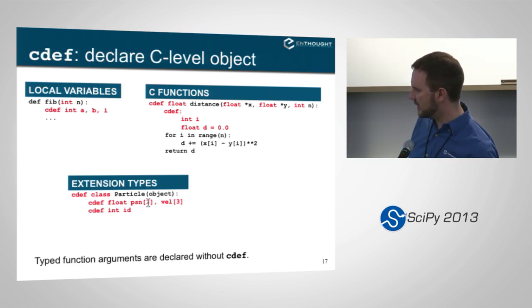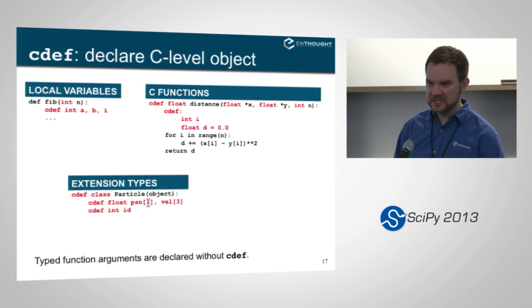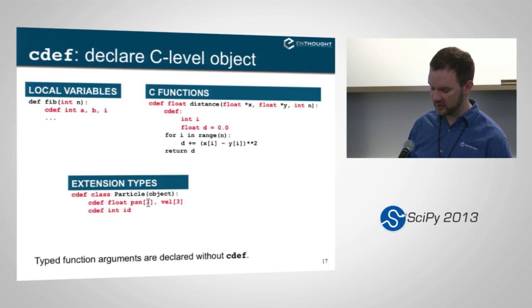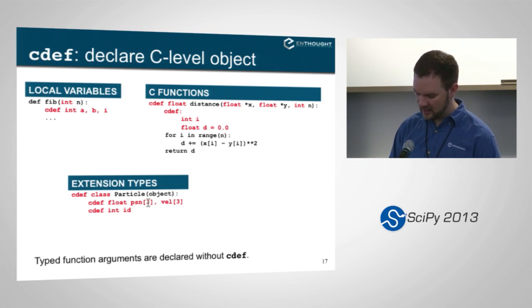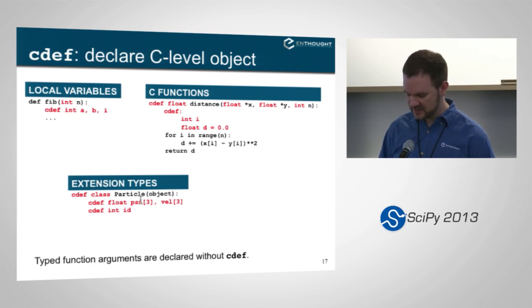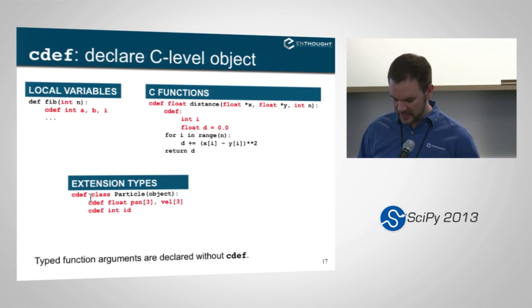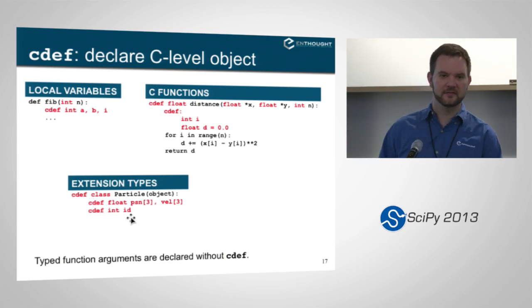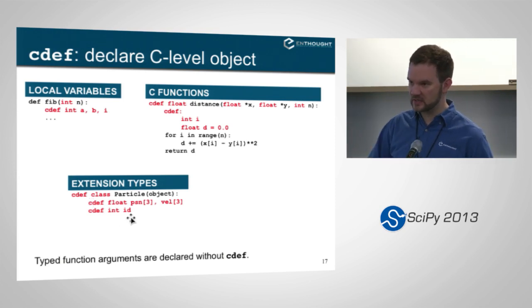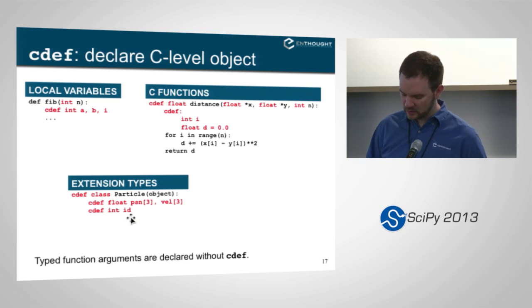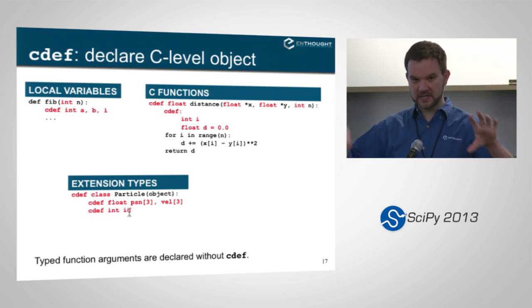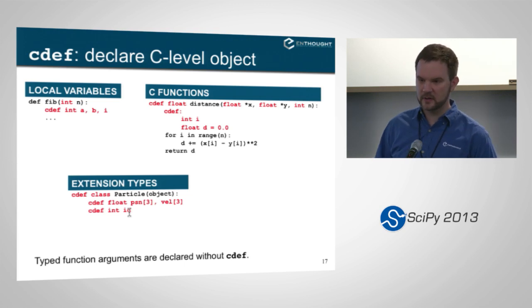Lastly, down here, I just want to put it in for completeness. We'll talk about it in more detail later. We're declaring an extension type here with a cdef class Particle. We'll go into all the details of extension types in a little bit. But inside of these extension types, you can declare things at the class level as cdefs, and that has particular meaning as well. Again, we'll go into that later. I just want to have on one slide all the places you would use the cdef keyword.